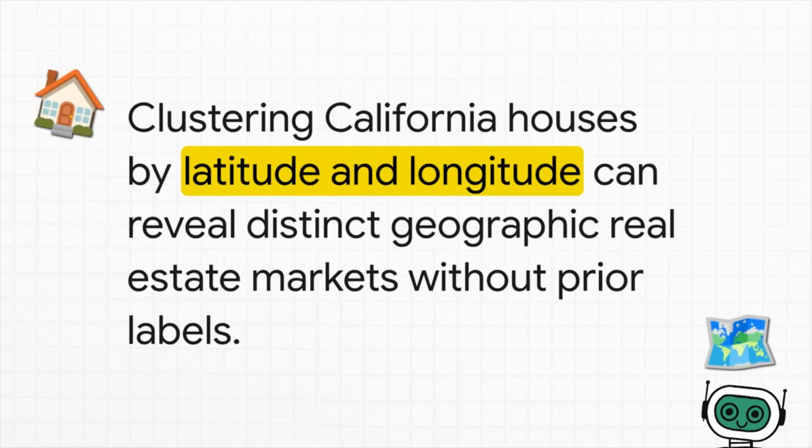Here's a really clear, concrete example. Imagine you have a data set of houses, and for each one you only have its latitude and longitude. If you run k-means on just those coordinates, it'll start to find geographic clusters. The key thing is, the algorithm knows nothing about cities or zip codes. It's just finding dense groups of dots on a map.